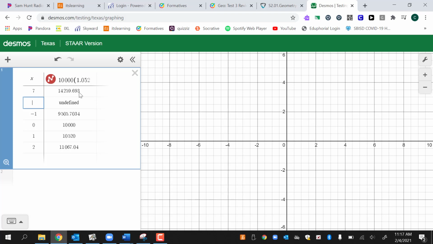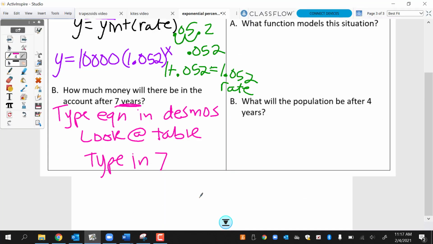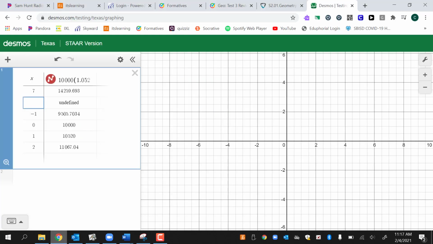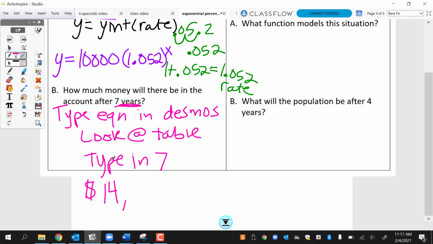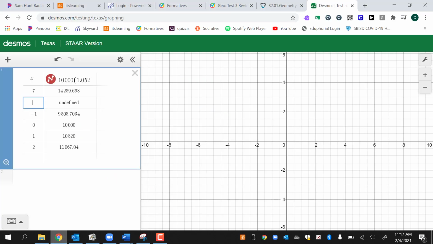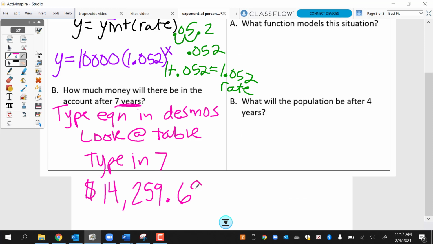14,259.693. So I'm going to round that. The 3 does not make 9 bigger, so just 0.69. So final answer. After 7 years, there's going to be, what did we say? 14. I forget. 259.69. There we go. Okay. So if it just asked how much money, you would have to write your equation and then type it in the table. But since I already had the equation, it was super easy.